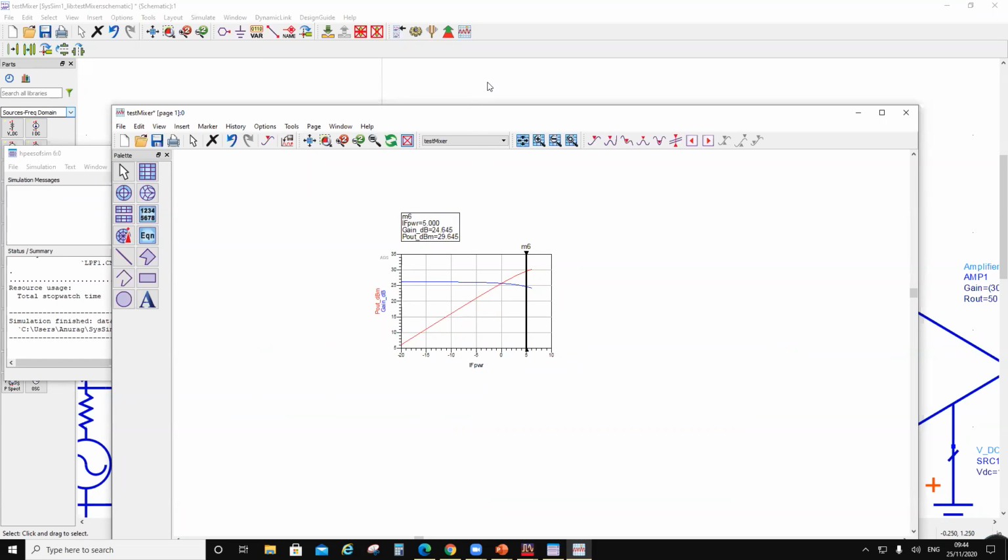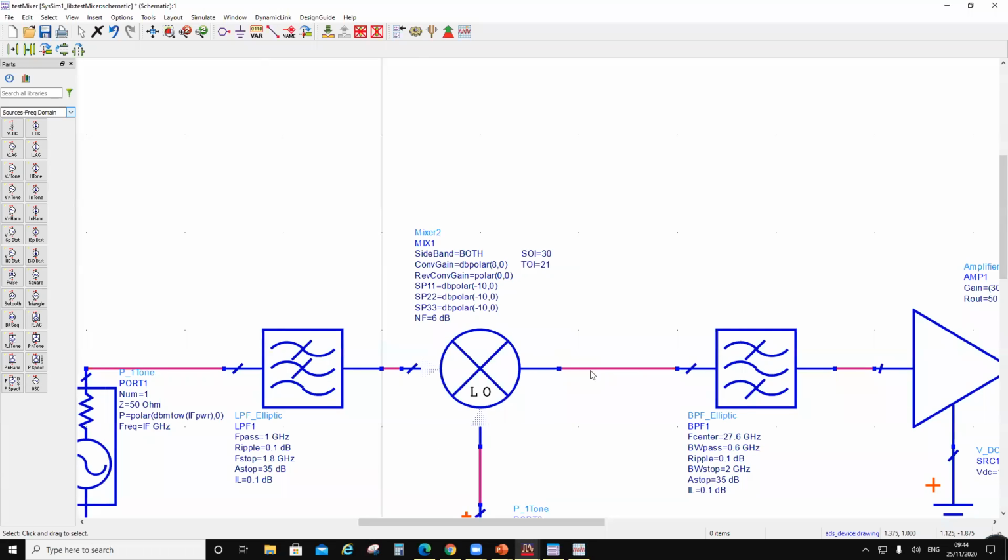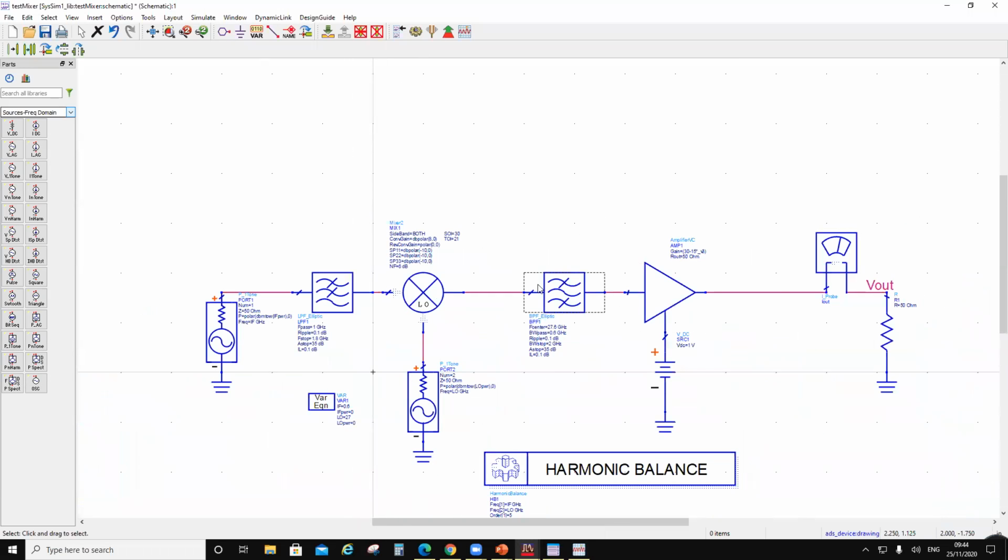Even higher than that. Okay, so it should compress around 25. And what about the gain over here? Well, you can always plot everything at any spot, right? You can always plot powers at any spot.